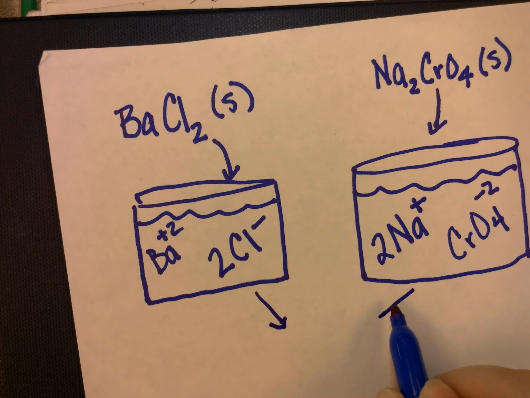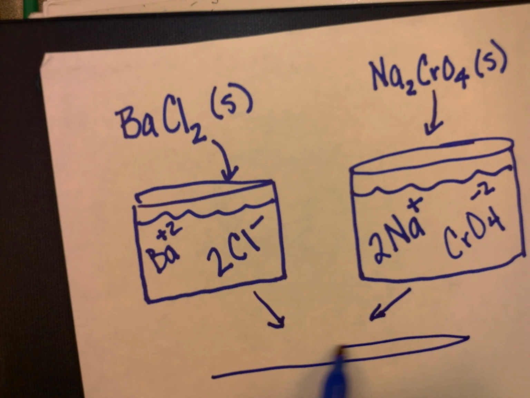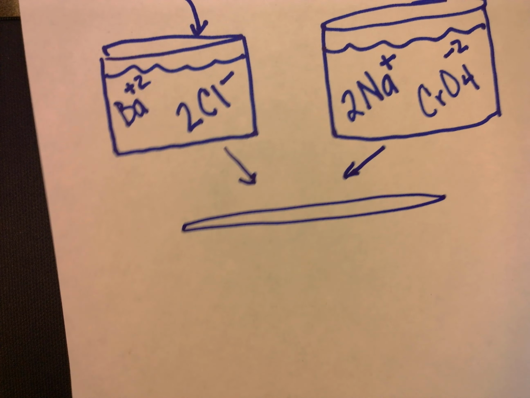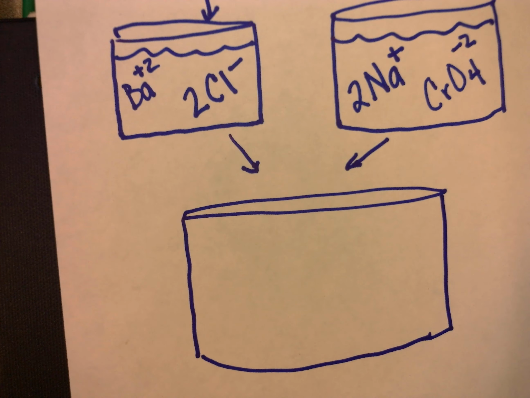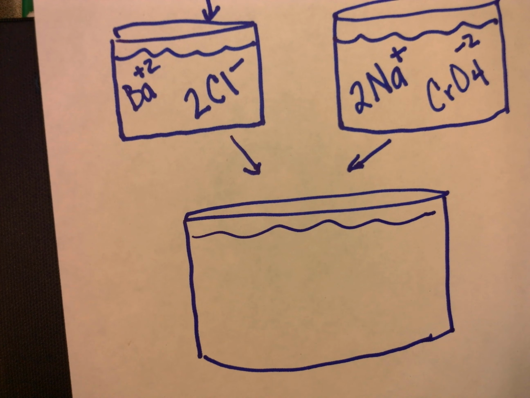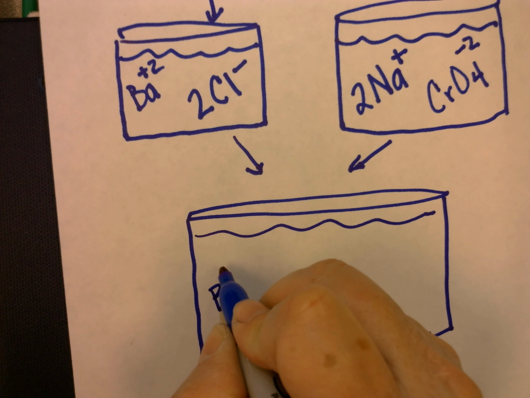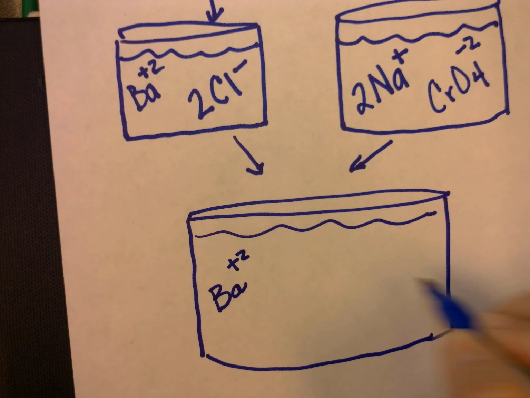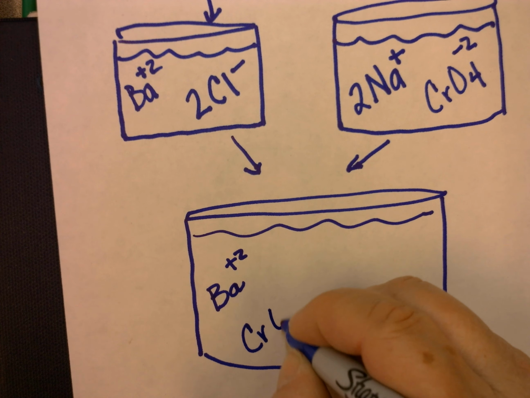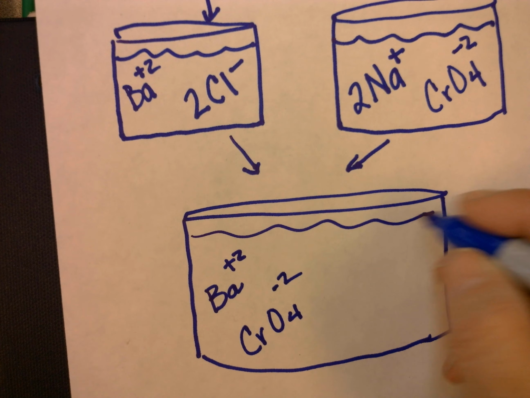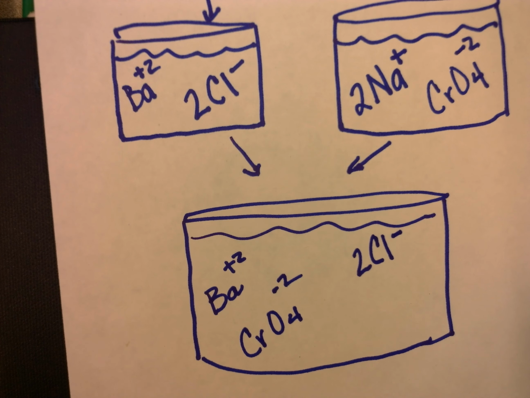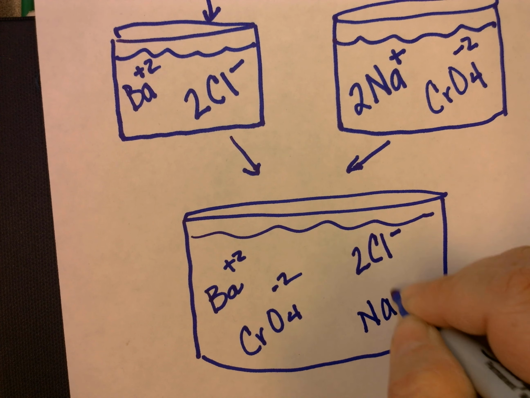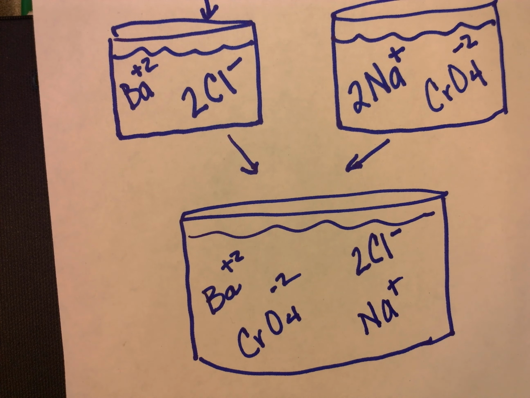So we're going to take these two beakers and we're going to put them into one beaker. All right, I'm going to pour them in. And what am I getting? I got barium +2 in here. And I get my chromate in here. And then I also get 2 chlorines. Well, it doesn't matter how many. We're just putting down what the ions are. And I get sodiums in here. So I get everything. We're just pouring it all together, which means that they're all mixing up.